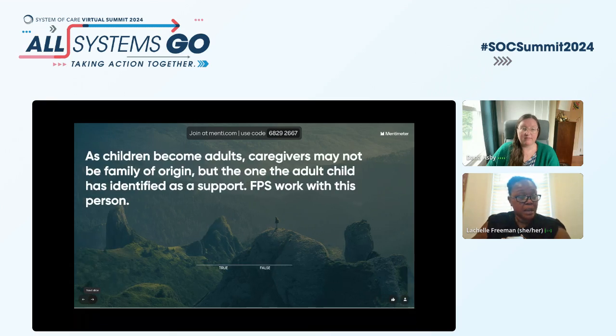And you're absolutely right. So the next question is, as children become adults, caregivers may not be family of origin, but the one the adult child has identified as support. Family peer specialists work with this person. Is that true or is that false? And I see, again, I'm a little bit behind on the polls, but I see that you guys are saying that that is true. Yes, when our children, or children that you're caretakers of, become adults, they can identify who their family is, and they can identify who they consider to be their support system. So that is very true. You guys are on top of it.